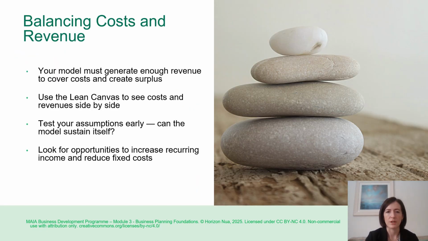Balancing costs and revenue. A viable business model must do more than simply cover its costs. It should generate enough revenue to create a surplus that can be reinvested for growth, innovation, or resilience. If your costs and revenues are balanced only at break-even, your ability to respond to challenges or seize new opportunities will be limited. The lean canvas is a great tool for assessing this balance because it places your cost structure and revenue streams side by side. This helps you quickly see whether your current assumptions about income and expenses are realistic and sustainable.